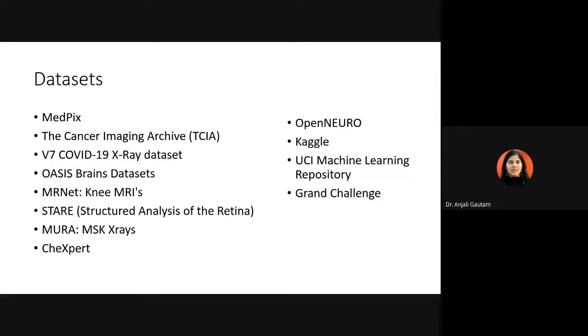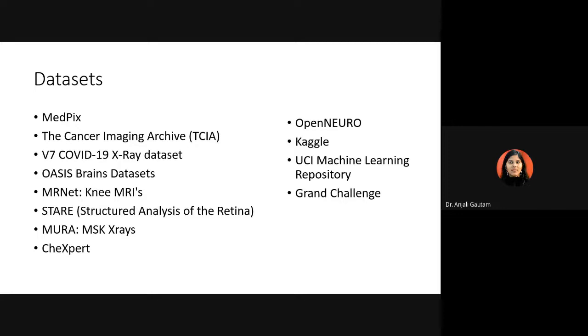Okay, so some of the datasets which you can use for your research work are MedPix, which is a free open access online database. Another is the Cancer Imaging Archive. This is also a data repository from where you can download various imaging data. The other one is the V7 COVID-19 X-ray dataset. From here you can download that. The OASIS brain dataset is there.